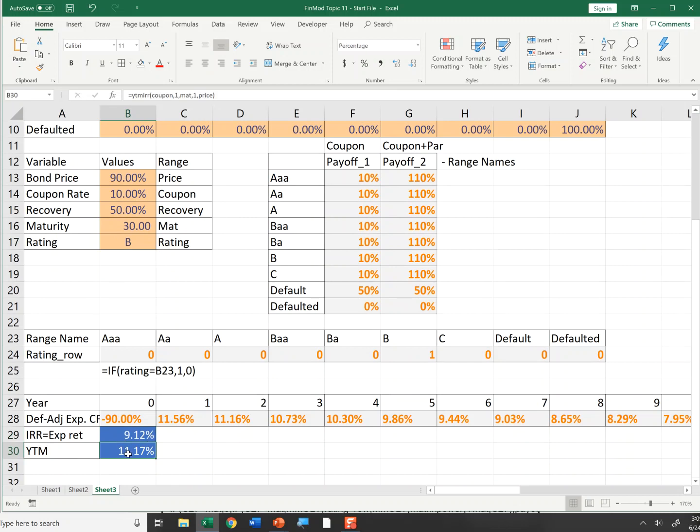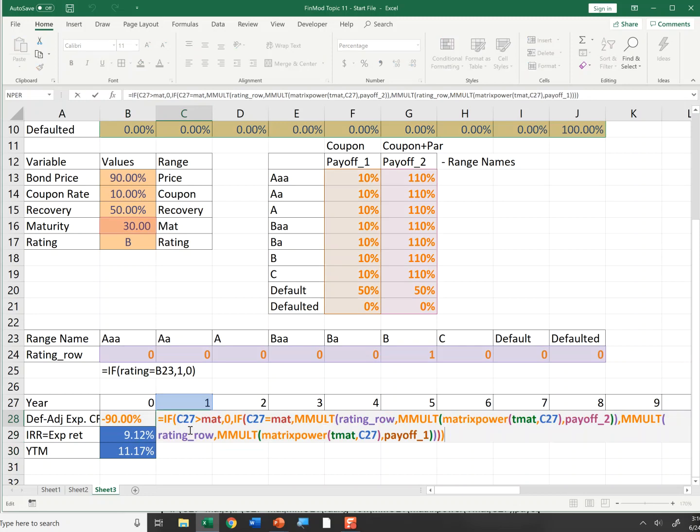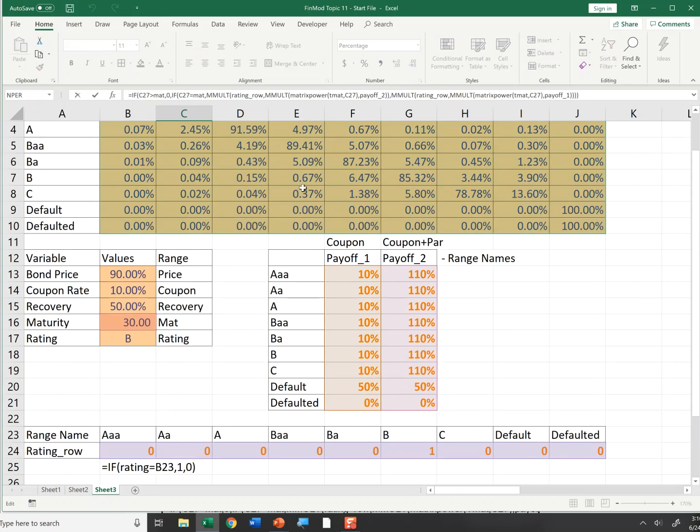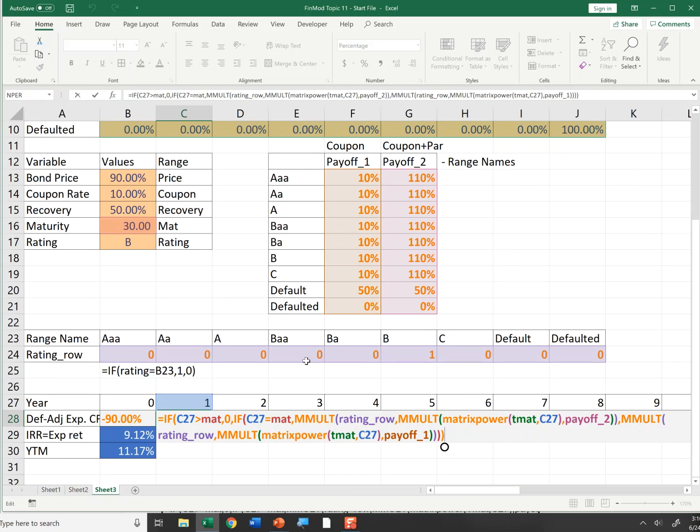And we also see the YTM. I use the YTM function here that I showed you earlier, and this calculates the YTM versus the expected return of the bond. So this one formula calculates the periodic cash flow based on the transition matrix, the maturity date in years, the cash flows prior to maturity, the cash flows at maturity as a percentage of par, and its current rating, which is a 1 here under B and the others are 0.